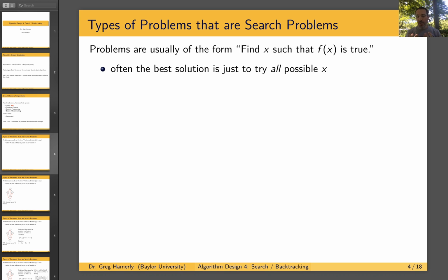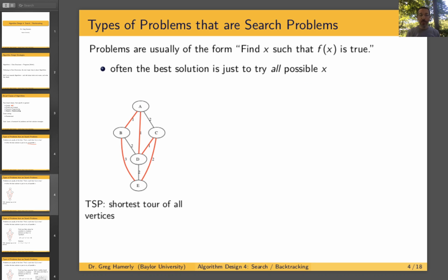Today's topic is search problems. And these are problems that are typically stated of the form: find x such that f of x is true. So, find an order of a sequence of cities to visit that minimizes the cost of visiting all of those cities and returning home. That's the traveling salesman problem. And a hallmark of search problems is that oftentimes the best solution that we can come up with is just to try all possible x. That's one of the reasons this is called search: we're going to be looking at a range of x that's basically enormous.